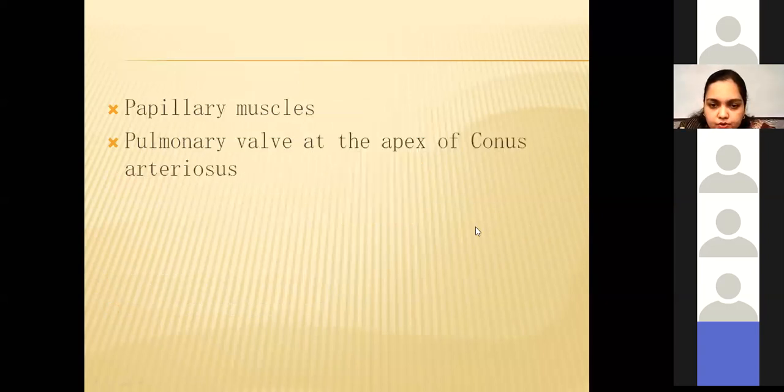I will show you slides also. Three papillary muscles are present in the right ventricle. These are conical projections that arise from the ventricular wall. Papillary muscles always stand for the ventricular wall, and musculi pectinati always stand for the atrial wall.